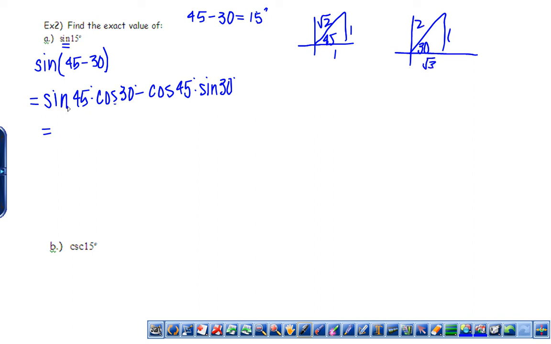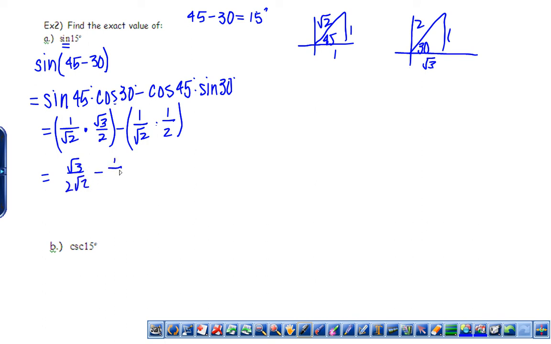Okay, so finding sine of your 45-degree triangle is going to give you 1 over root 2. Cosine of your 30-degree gives you root 3 over 2, minus cosine of your 45 gives you 1 over root 2, and sine of your 30 gives you 1/2. Multiplying that out gives you root 3 over 2 root 2 minus 1 over 2 root 2.